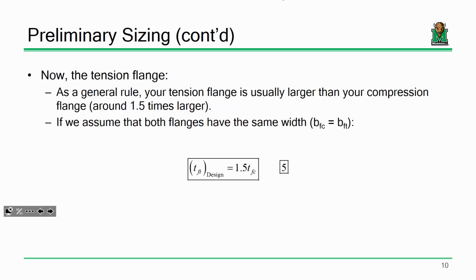Now, as a rule, tension flanges are usually a tad larger than compression flanges. Typically, they're about 50% larger. So if we assume that the flanges have the same width, why don't I just make the tension flange 50% thicker? And there we go.